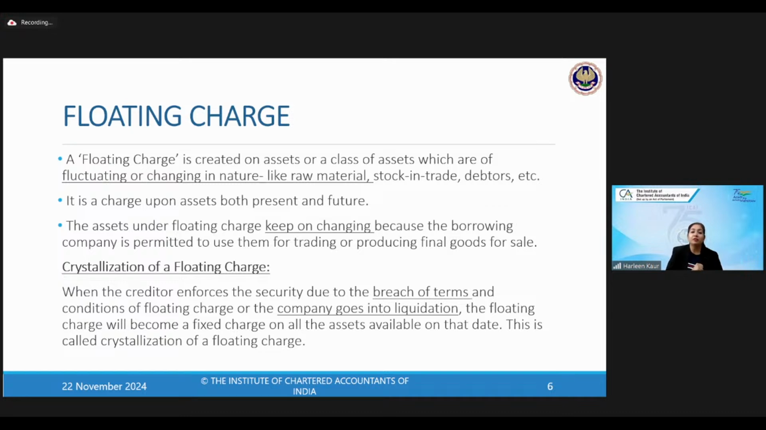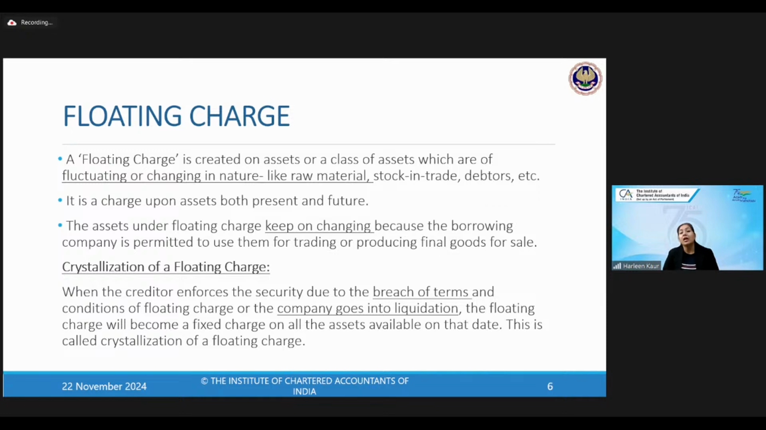Now the creditor will enforce his security, meaning the bank will say, give my security back. Because you are ditching me, you are breaching the contract, how can I trust you? Tomorrow you will sell all of the stock, and I will not get any money to recover. So he will put a freezing condition that from now onwards, you cannot sell these assets. Now this floating charge becomes a fixed charge. And whatever the value of the goods on that date, it gets frozen at that amount.